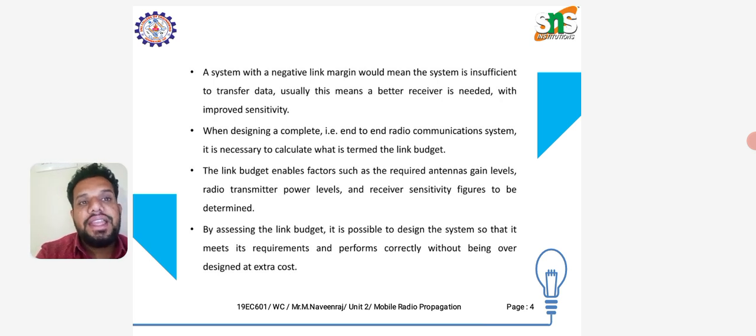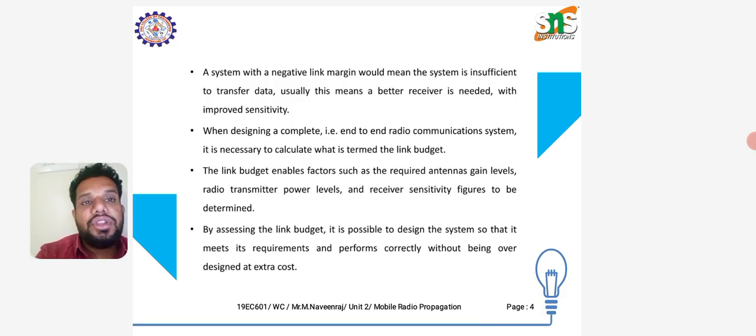When designing a complete, end-to-end radio communication system, it is necessary to calculate what is termed the link budget. The link budget enables factors such as the required antenna gain levels, the radio transmitted power levels, and the receiver sensitivity figures to be determined. The link budget is most important while designing any type of antenna or communication model, as it covers all of this while designing a complete propagation model.